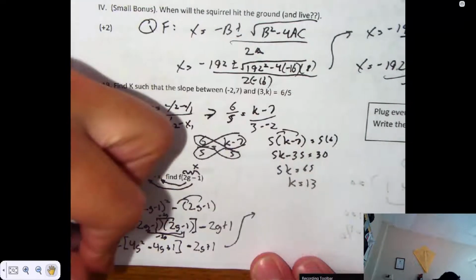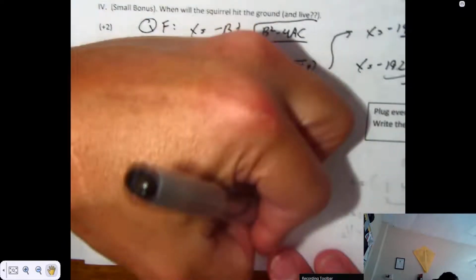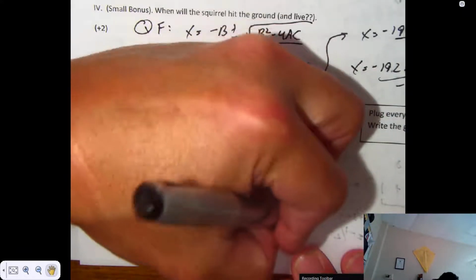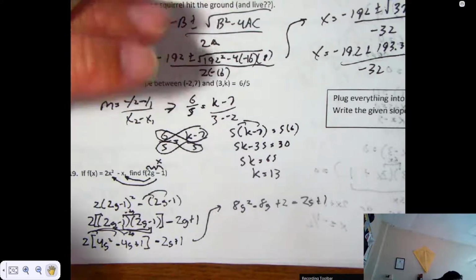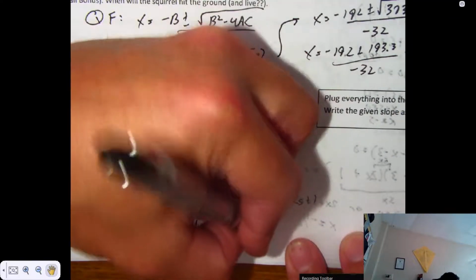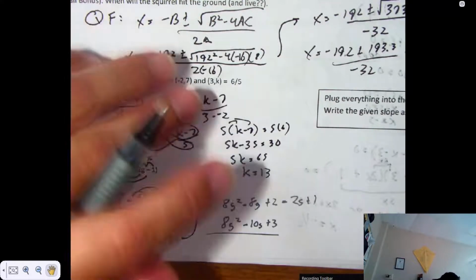Well, now I've got this distributive property. This 2 has to be distributed before I can actually combine like terms. So there's 8g squared minus 8g plus 2, and then minus 2g plus 1, because I'm just carrying stuff over. I'm going to finish my combining of like terms. Looks to me like there's minus 10g and then plus 3. There you go. That is f of twice g minus 1.